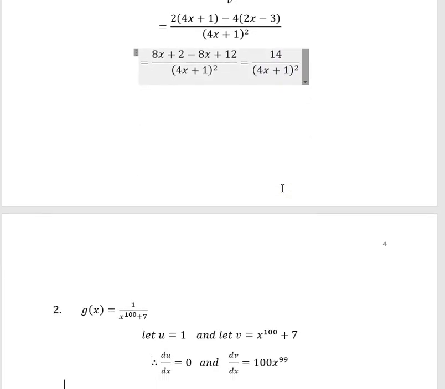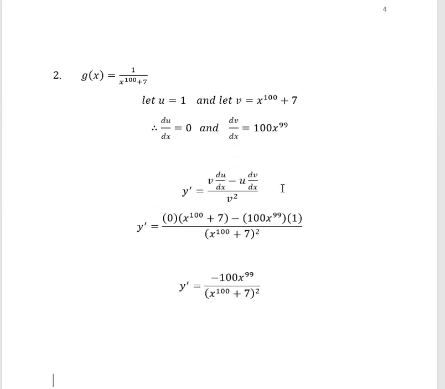Let's look at another example. In example 2, the denominator is x to the power of 100 plus 7, and the numerator is 1. So let's take our numerator as u, which is equal to 1, and our denominator as v, which is equal to x to the power of 100 plus 7. Let's differentiate the u with respect to x, obviously. There's no x there, so this gives us a constant. The differentiation of a constant is 0, as you can remember.